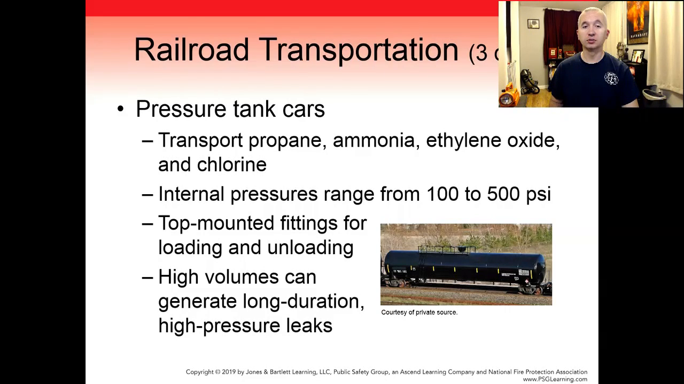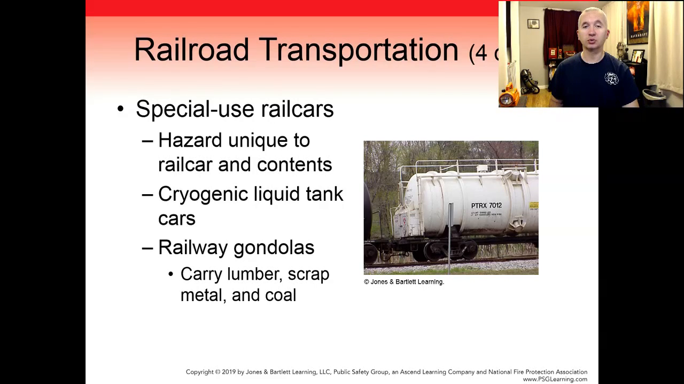Pressure tank cars transport materials such as propane, ammonia, ethylene oxide, and chlorine. They have internal working pressures ranging from 100 to 500 psi and are equipped with top-mounted fittings for loading and offloading. These fittings are protected by a sturdy and easily identifiable protective housing that sits atop the rail tank car. The high volumes carried in these cars can generate long-duration, high-pressure leaks, and these tank cars may be insulated or uninsulated. Special use rail cars, such as cryogenic liquid tank cars, illustrate that a hazard will be unique to the rail car and its contents. The responder will need to pay attention to the details and features of each type.